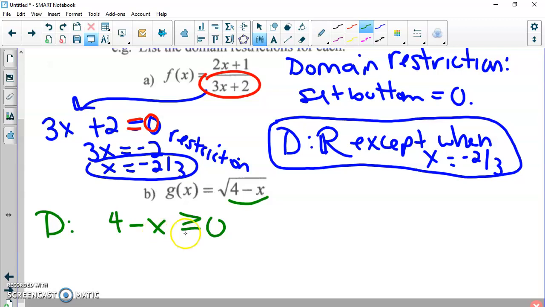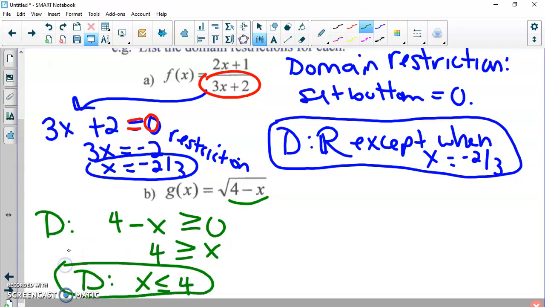Solving this inequality, I'm going to move x over. So 4 is greater than or equal to x. So our domain is x is less than or equal to 4. Once it's bigger than 4, we would get the square root of 4 minus a big number, and that would be negative. So in this case, our domain is x is less than or equal to 4.